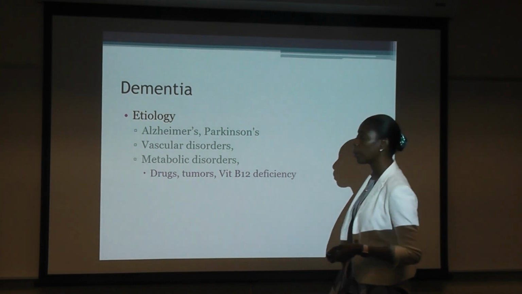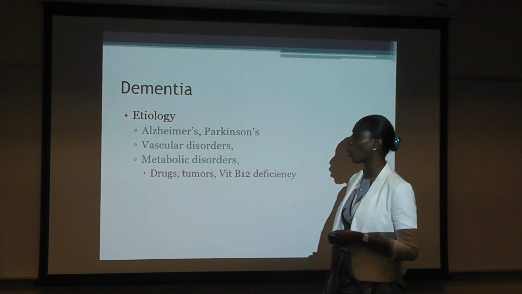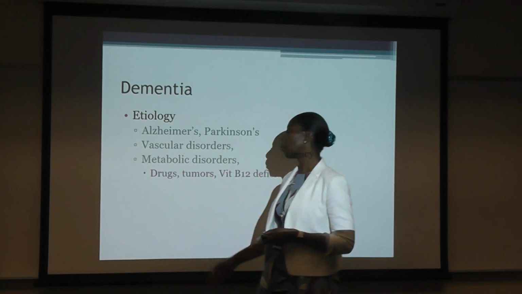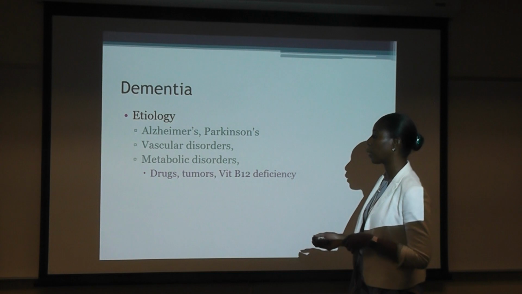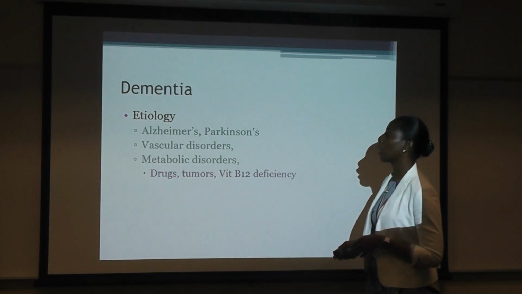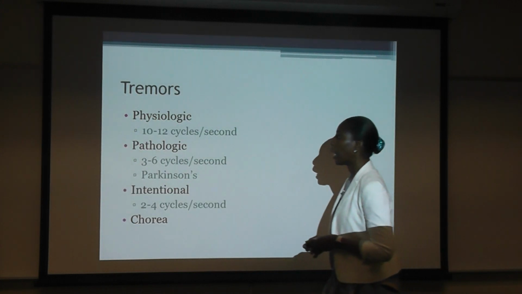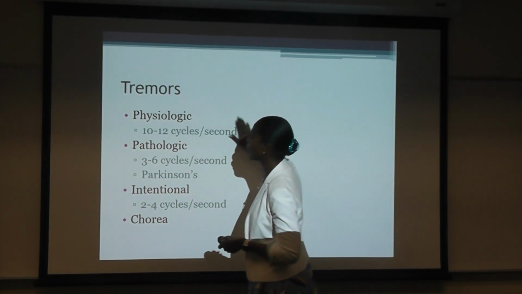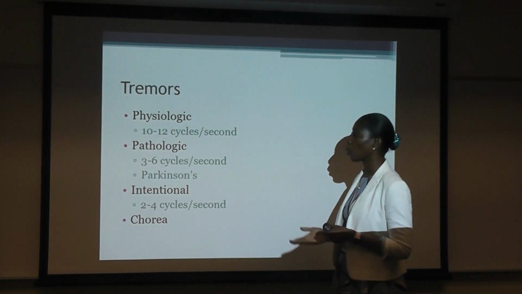The things that can cause dementia: Alzheimer's disease is our number one. Parkinson's disease causes dementia also. Vascular disorders can cause stroke-induced dementia. Metabolic disorders, drugs, vitamin B12 deficiency is another one that can cause it. Tumors pressing on different areas in the brain can cause dementias. Tremors, remember, anything that's pathologic is associated with some kind of disease process. Anything that's physiologic is actually induced or something you can control.